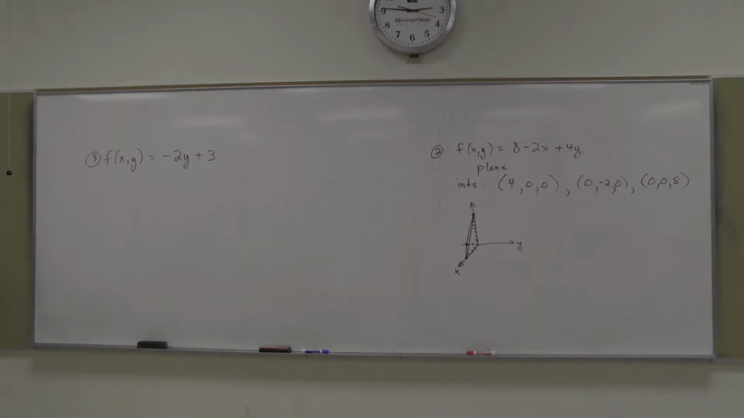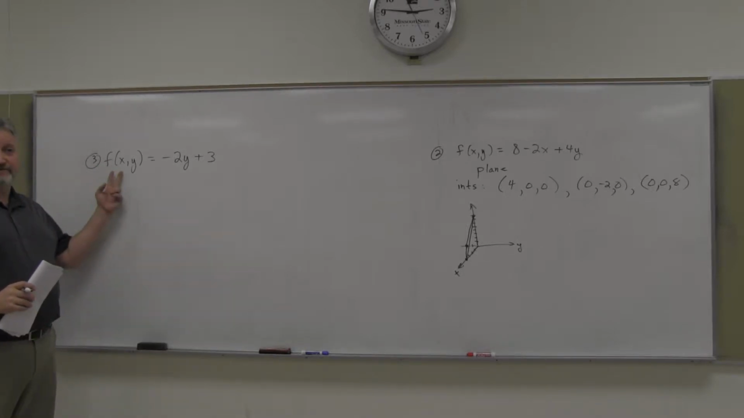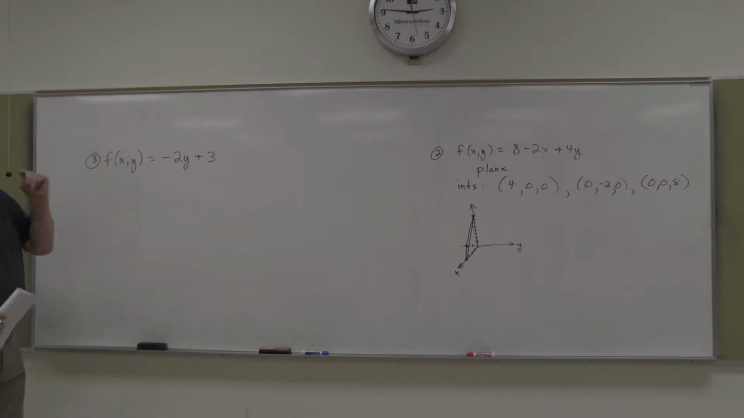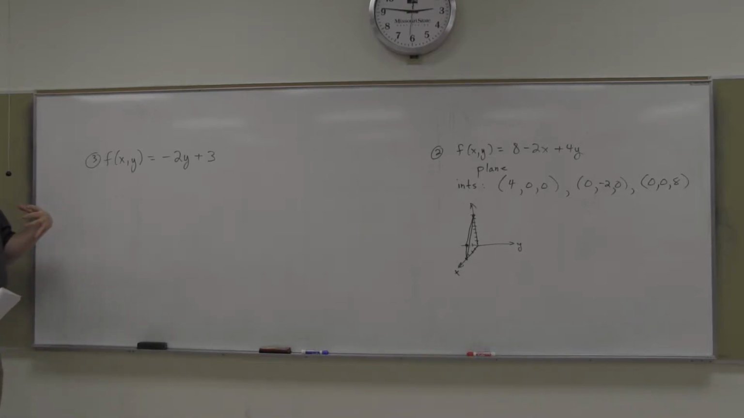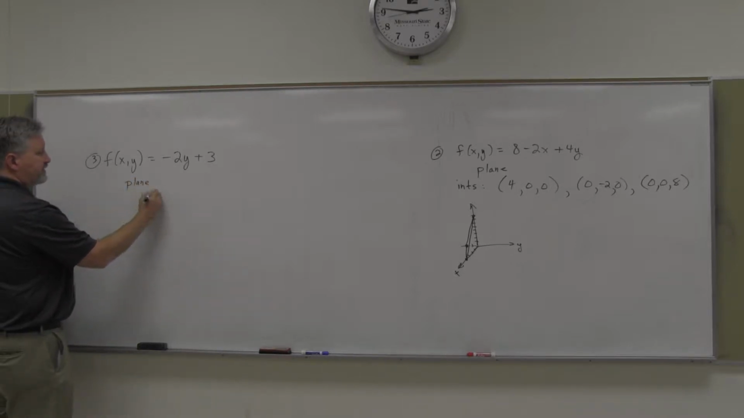That one is different because we're missing an x, aren't we? It's really just in one variable, but it is a 2-variable function. So let's think about that. It's still a plane, right? Because it's still just y to the first, so there's nothing more to it than that. So it's a plane.